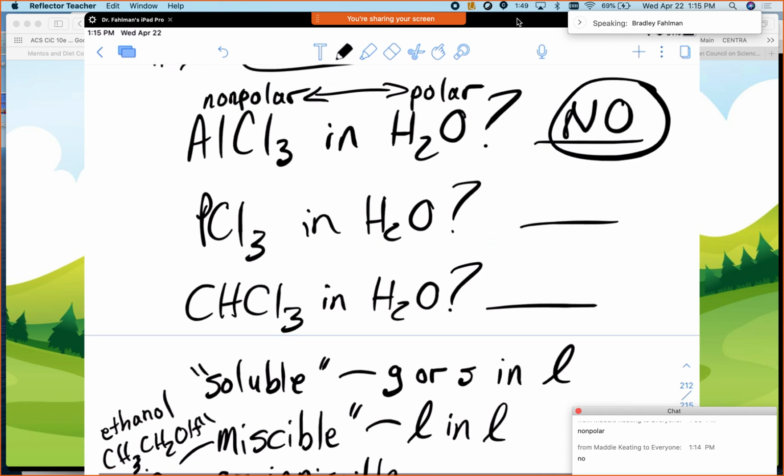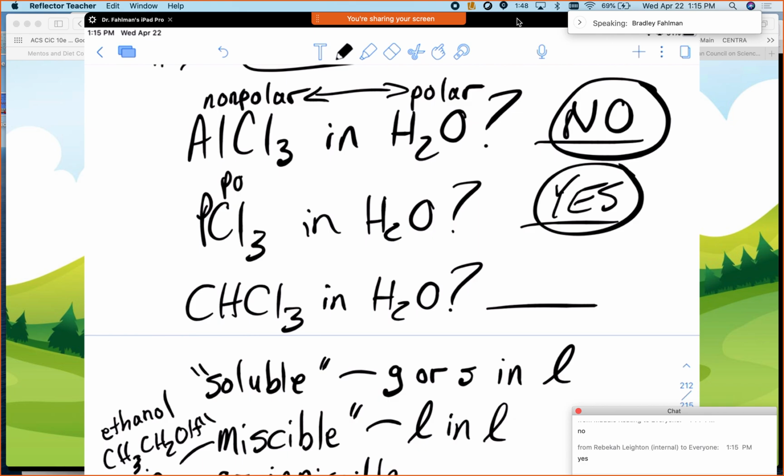All right, so what do you think about phosphorus trichloride, PCl3, in water? Yeah, it is soluble, and the reason for that is that we said that's polar and water's polar. So like dissolves like. And then likewise chloroform too. We said that that's polar and water's polar, so that will be.